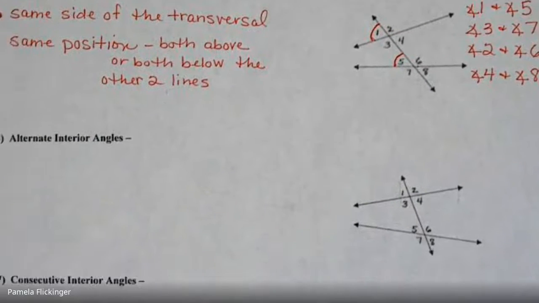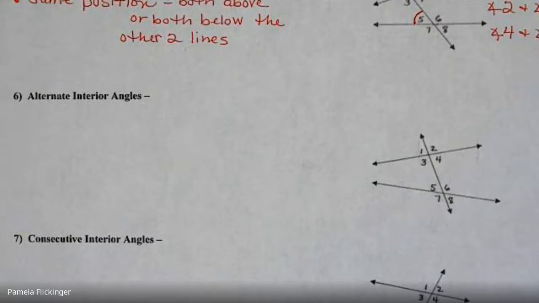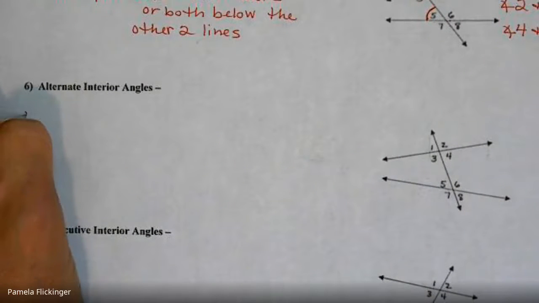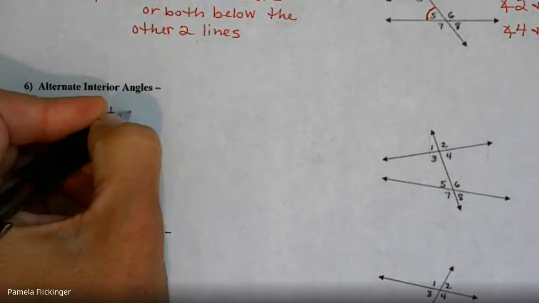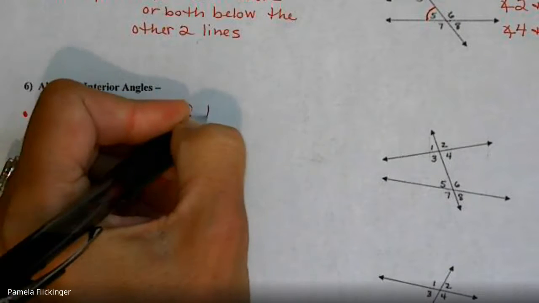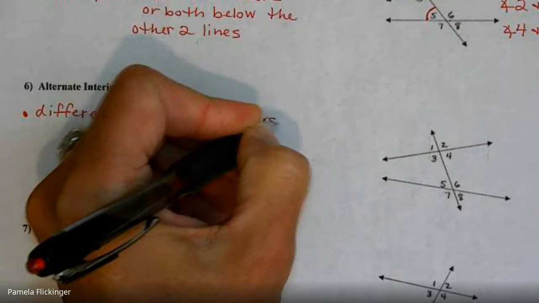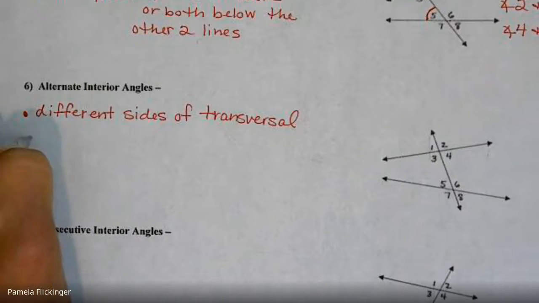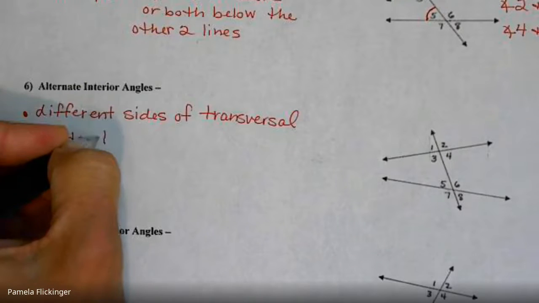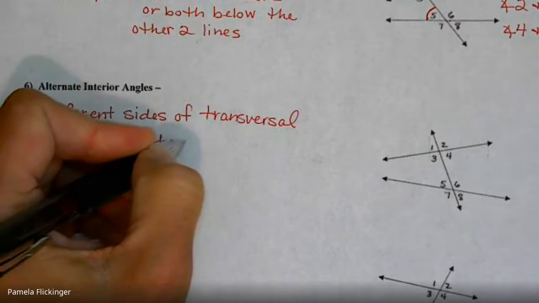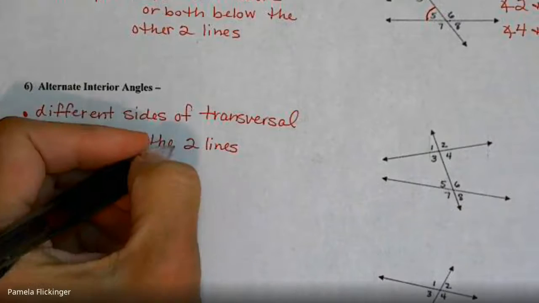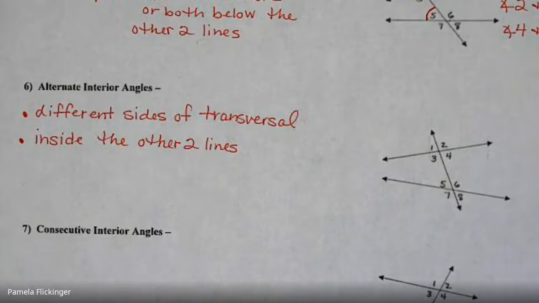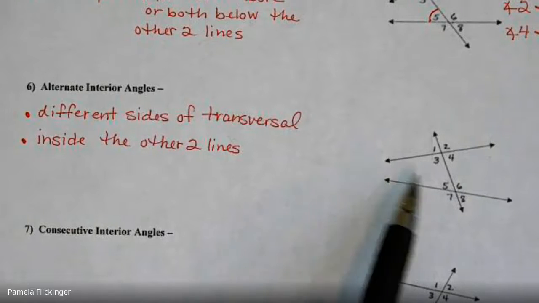The next relationship are called alternate interior angles, and the name tells you exactly what's going on. If they're alternate, these are on different sides of the transversal. And if they are interior, then they are inside the other 2 lines. Why can't I put the R on the word other today? So when I look at my picture, different sides and inside.